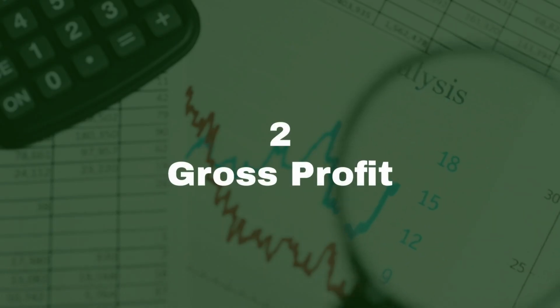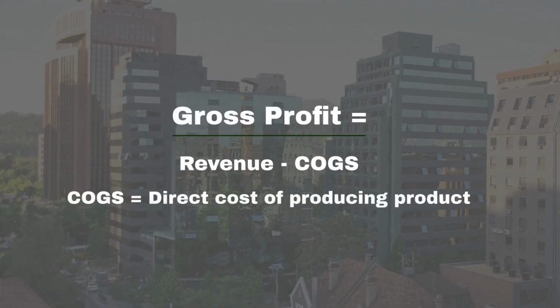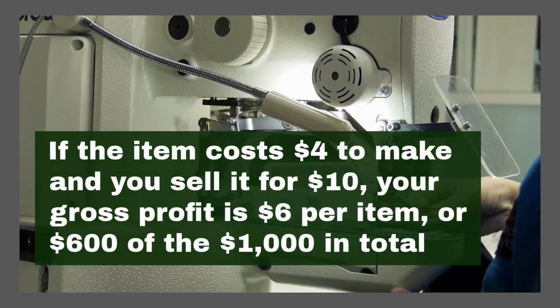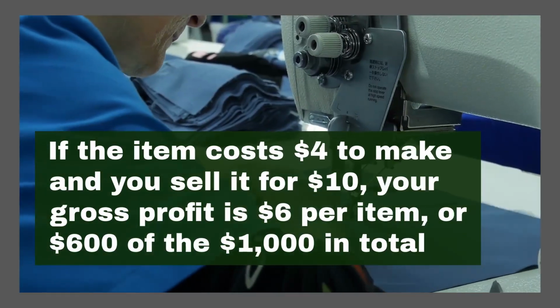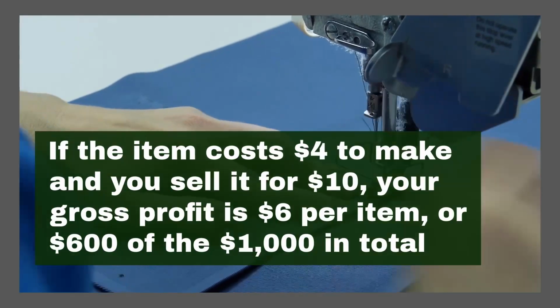Gross profit is what remains after you subtract the direct costs of producing your product or service. These direct costs are called cost of goods sold, or COGS for short. If the item costs $4 to make and you sell it for $10, your gross profit is $6 per item, or $600 of the $1,000 in total revenue.